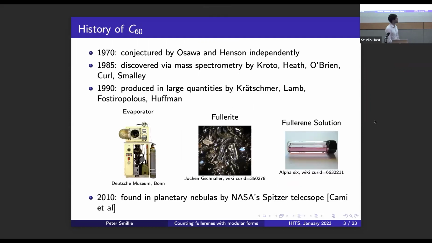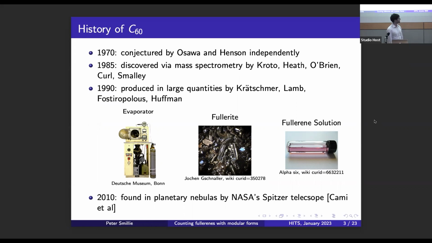So, a brief summary of the history of this most interesting of the fullerenes, C60. We highlight the 1985 discovery; Kroto, Curl, and Smalley won the Nobel Prize for that. And then in 1990, this was produced for the first time in large quantities, large meaning on the order of grams. And this was done in Heidelberg by Wolfgang Krätschmer and his group.